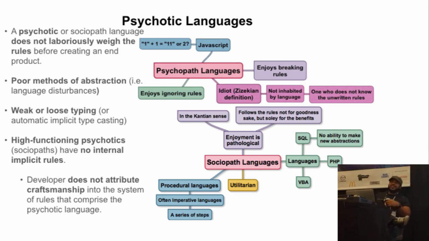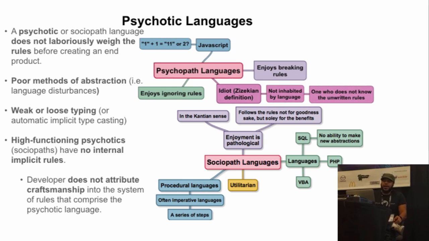The neurotics do laboriously weigh the rules. Psychotic languages have a poor method of abstraction. So if you can remember the language disturbances of the psychotic, they have problems with metaphors. They have problems with creating original metaphors or using existing ones properly. Weak or loose typing. So this is related to the rules, all right?